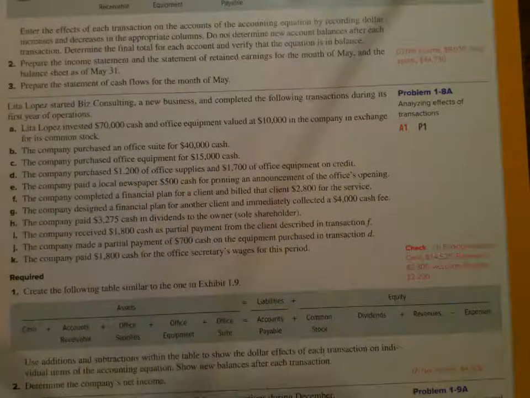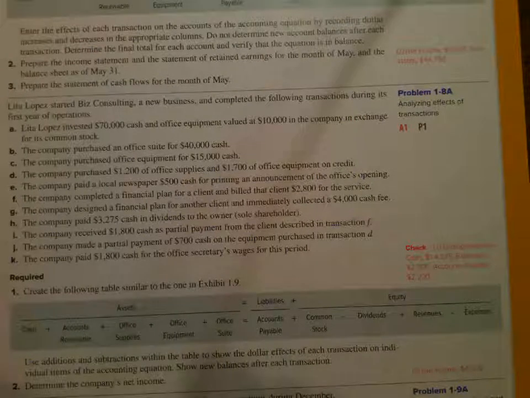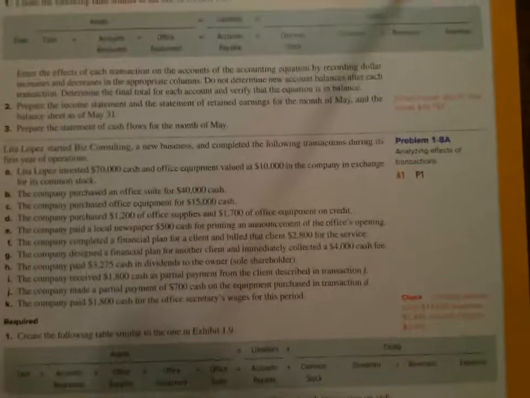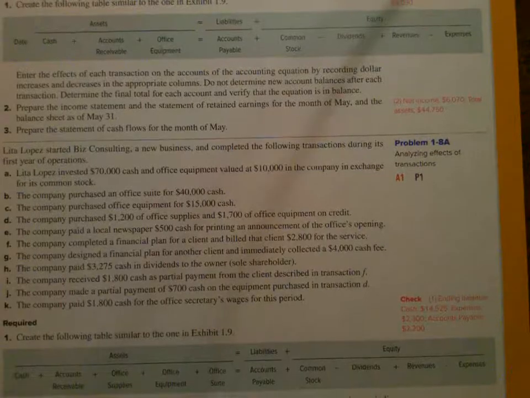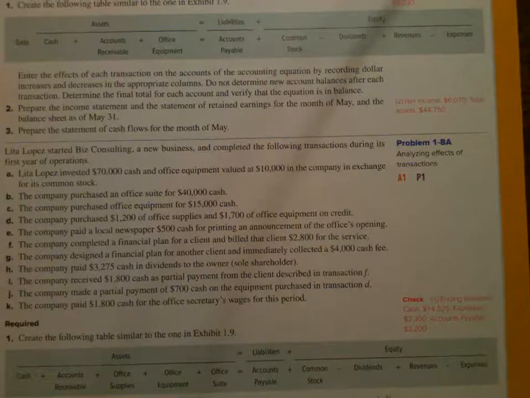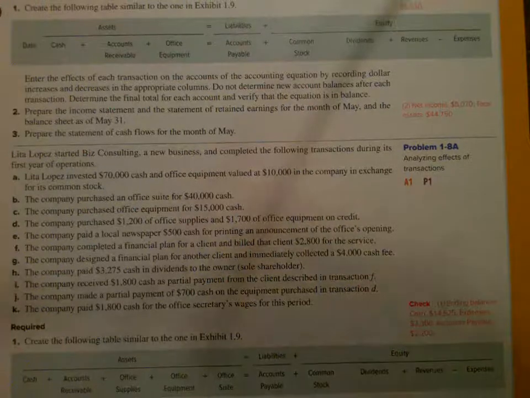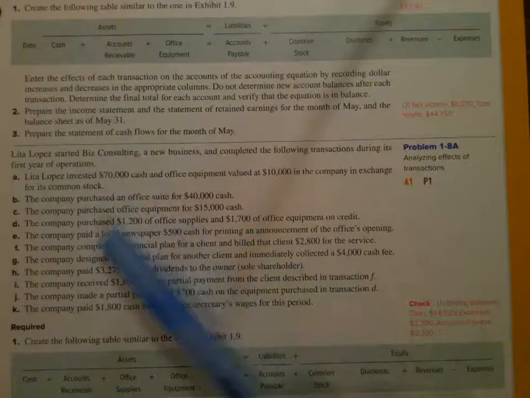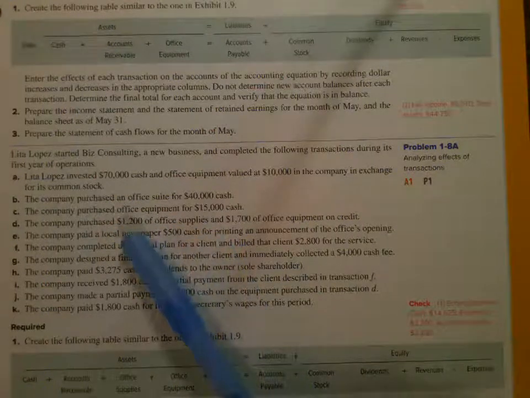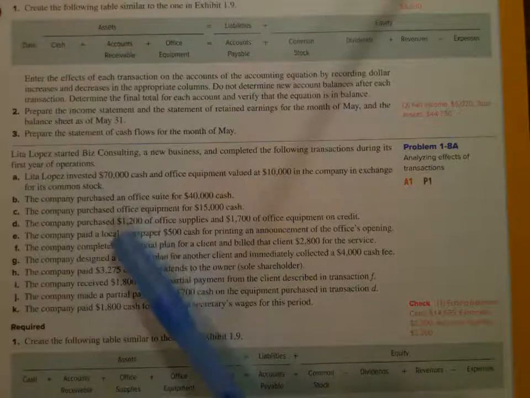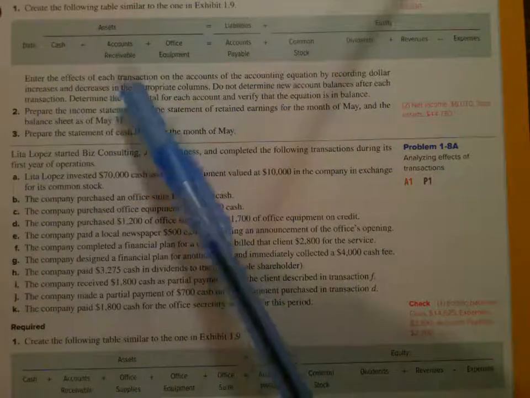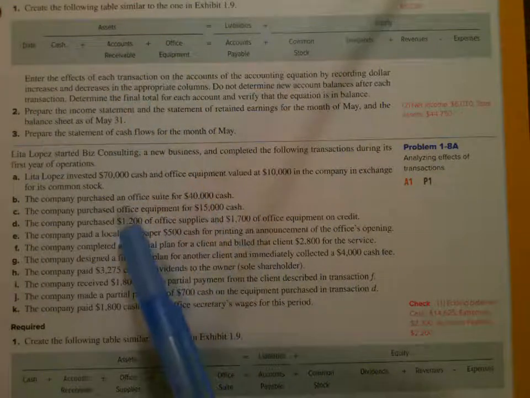D, the company purchased $1,200 of office supplies and $1,700 of office equipment on credit. Okay, the on credit part means they didn't use cash. What they did is they basically borrowed the money. They bought it on credit from their vendor. And so the office supplies we could recognize as office supplies expense. We'll use, remember the two methods I went over. For argument's sake here, because of the accounts we have listed up here, we do not have an office supplies inventory. So we're just going to assume that it's been expensed right away.